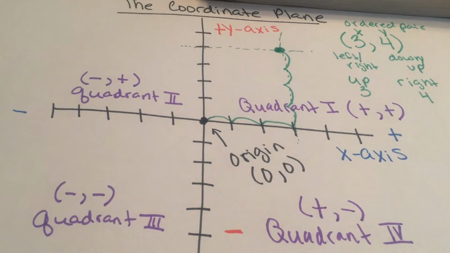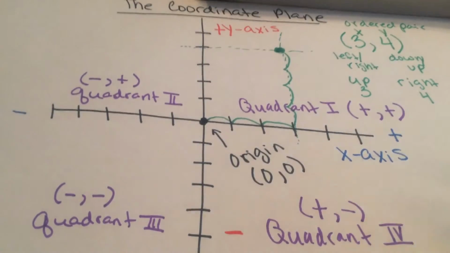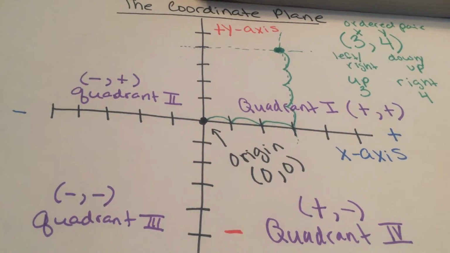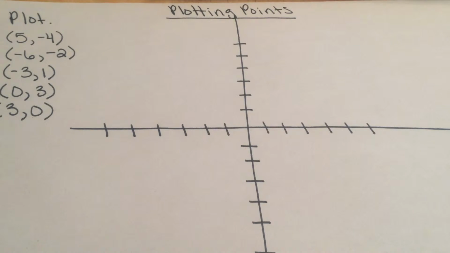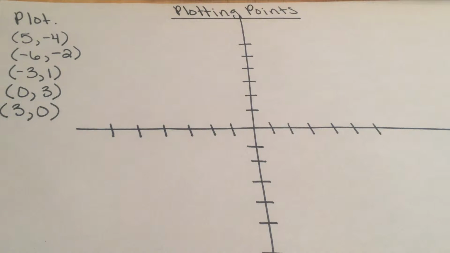Now that we know what makes up the coordinate plane and basics on how to plot ordered pairs, we're going to see that next. So the next thing we're going to do is plot points. I have 5 points here that I'm going to plot. We just saw our quadrants, so we should hopefully know where they're going to lie.